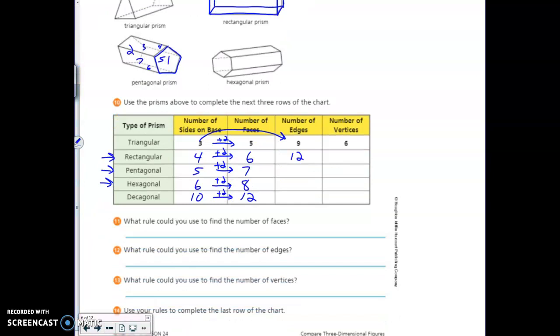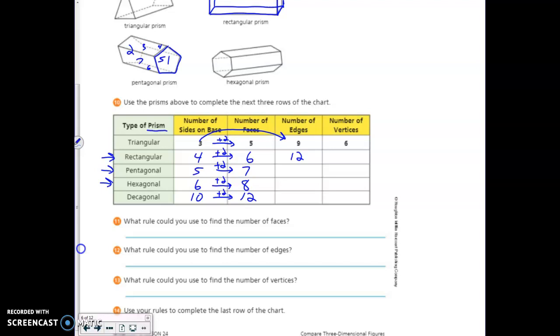Well, let's take a look at the pentagonal prism and see if that pattern, 3 locations of the same number, is the same. Well, you're going to have 5 edges on the bottom of a pentagonal prism because a pentagon has 5 sides or 5 edges. The top is also going to be 5, so we've got 2 for sure. And then from each of those vertices, you are going to go up again with 5 more edges. So the same rule applies.